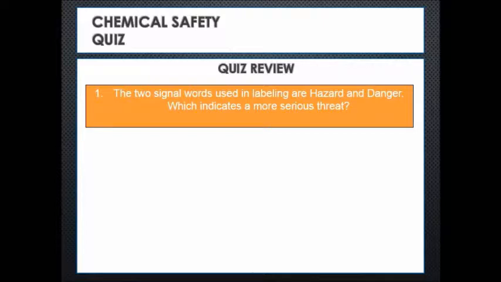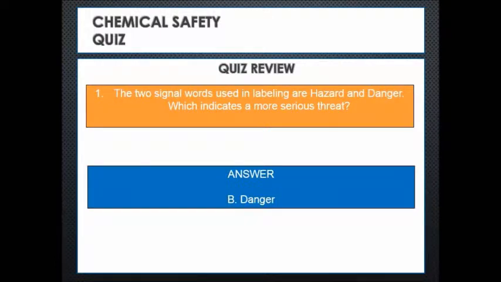Question 1. The two signal words used in labeling are hazard and danger. Which indicates a more serious threat? Answer B. Danger indicates a more serious threat.